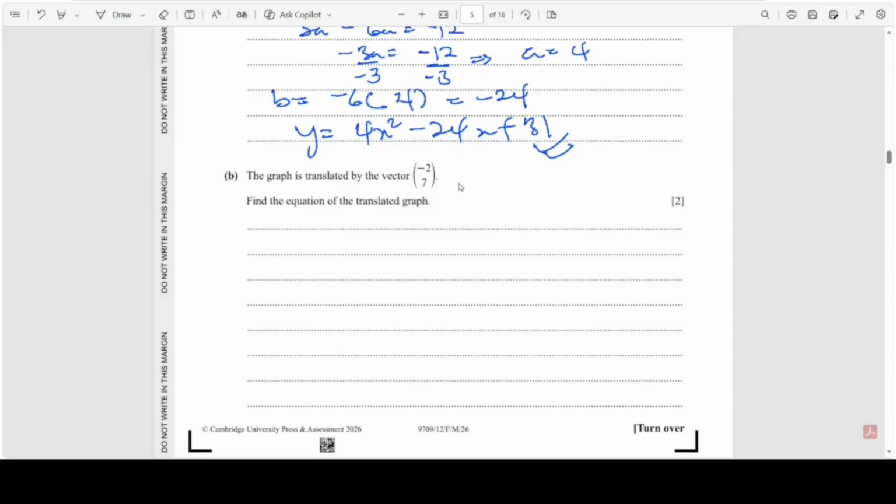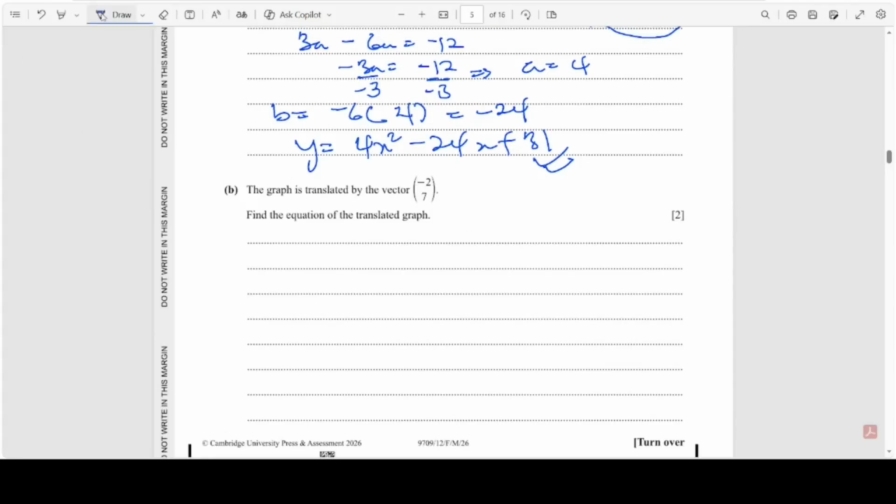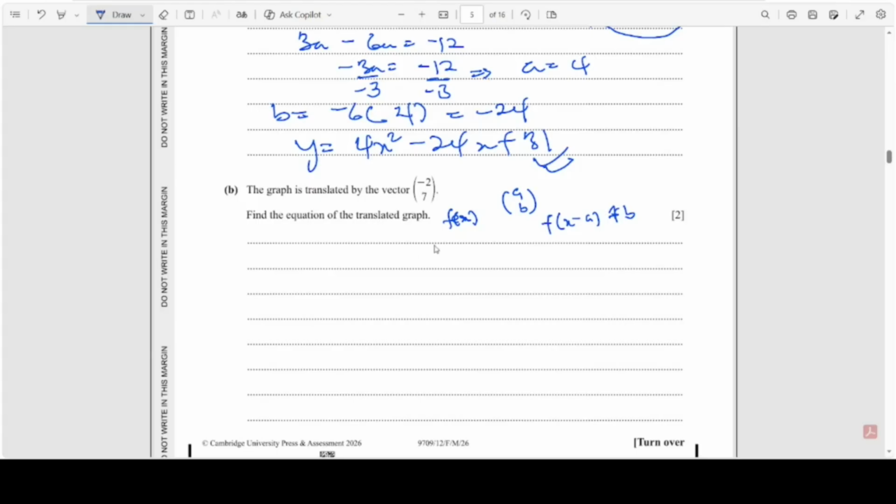So if I have a function f of x, and the function is translated by the vector a, b, this is our translation vector, then the translated function becomes f of x minus a, plus b. It means that wherever we see x in the function, we replace it by x minus a, and then after that, we add b to the entire function after everything.